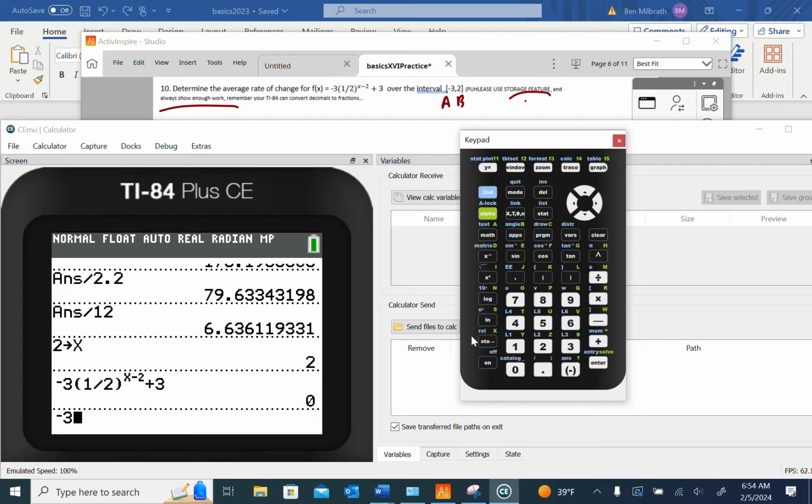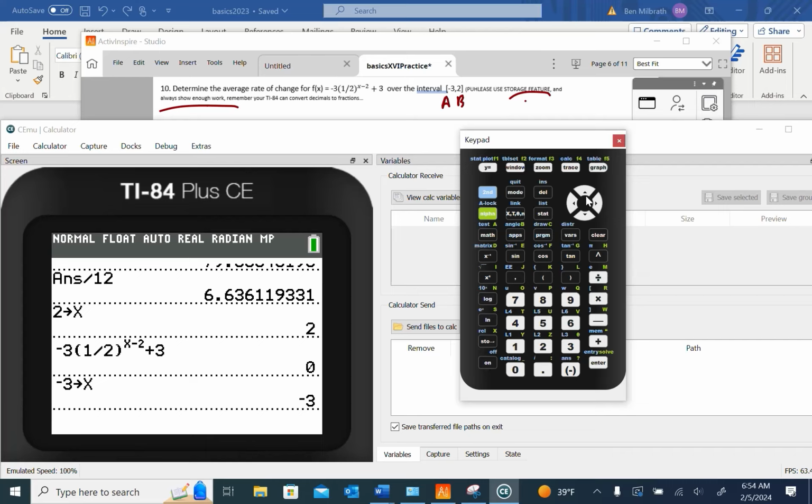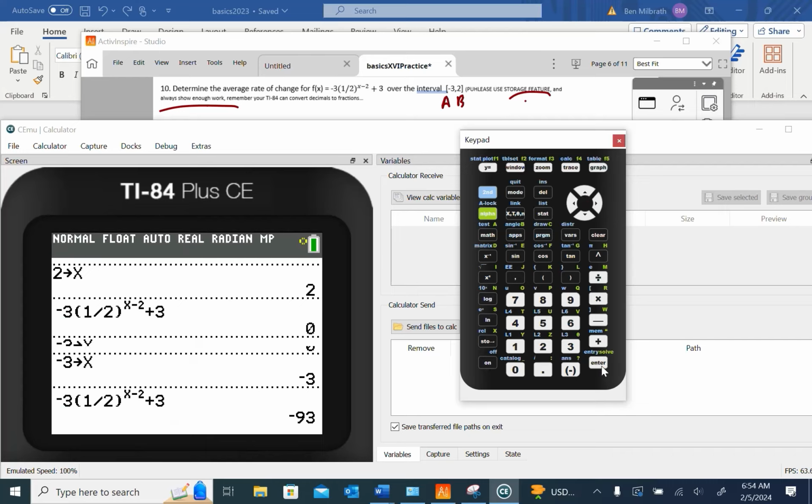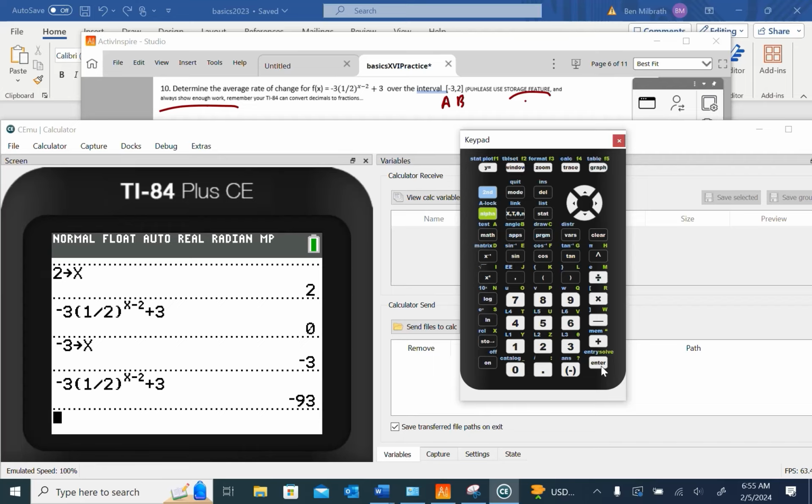Negative 3 stored to x. Scroll up a couple times. Enter, enter. Oh, it's negative 93. I was expecting something ugly. Negative 93.